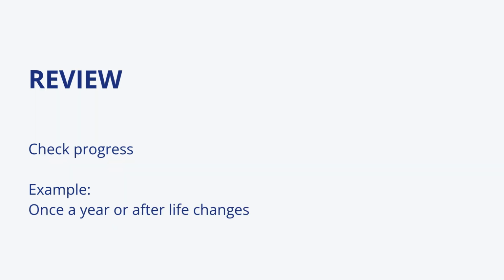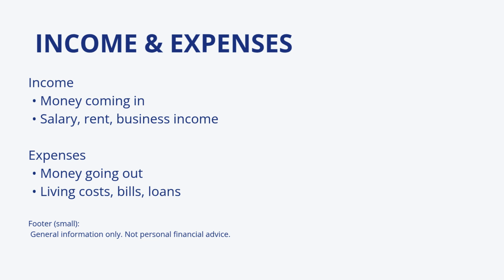A review means checking whether your financial arrangements still match your goals. This is often done yearly or when life changes, such as a new job or a family change. Income is the money you receive, such as wages, business income or rent. Expenses are the money you spend, such as living costs, bills and loan repayments. Understanding the difference between income and expenses helps people see whether they have a surplus or a shortfall each month.